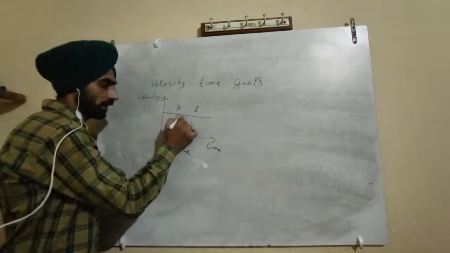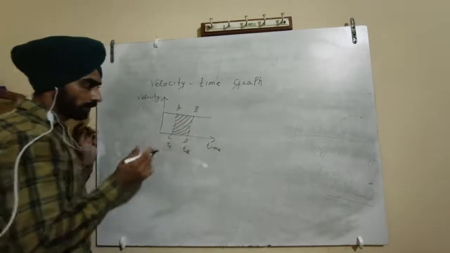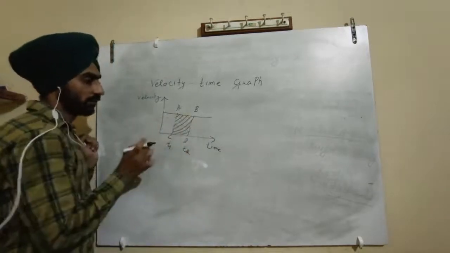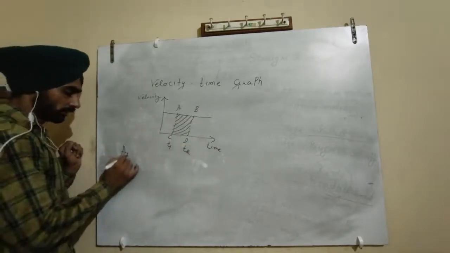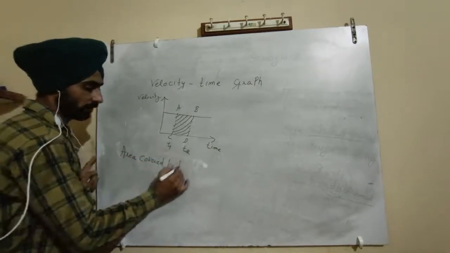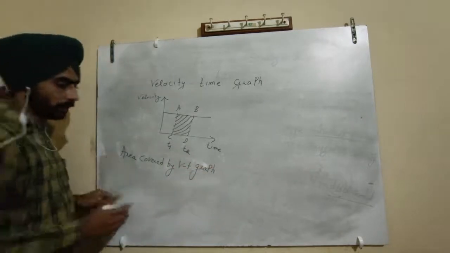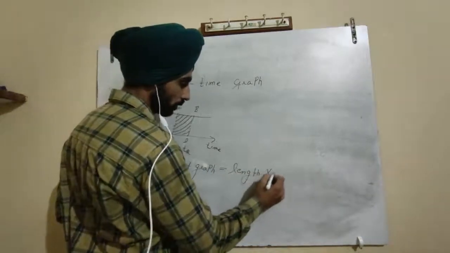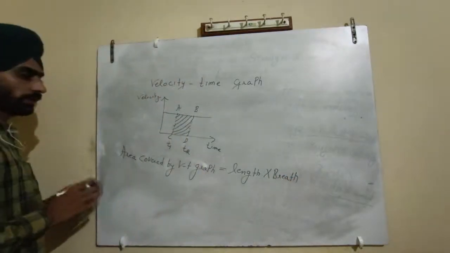So this is the area covered under the VT graph by the object. Suppose you are observing this velocity time graph for time T1 to T2. So this is the area covered by the VT graph. So what is the formula of this area? Area formula is length into breadth.